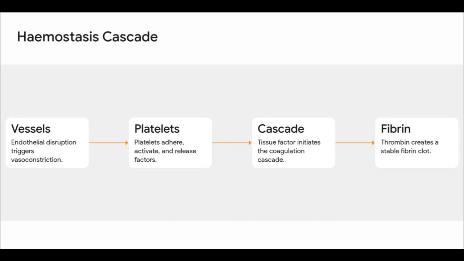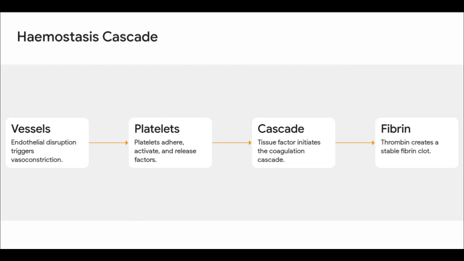This is a brilliant, immediate survival mechanism. Step 1. Endothelial disruption instantly triggers vasoconstriction and exposes the subendothelial extracellular matrix. Step 2. Platelets immediately adhere to this matrix. They activate and release what are called alpha granules. These granules are absolutely packed with vital growth factors, like TGF-beta, PDGF, FGF, EGF, and VEGF. These are crucial because they're going to drive everything from extracellular matrix deposition to angiogenesis later on.